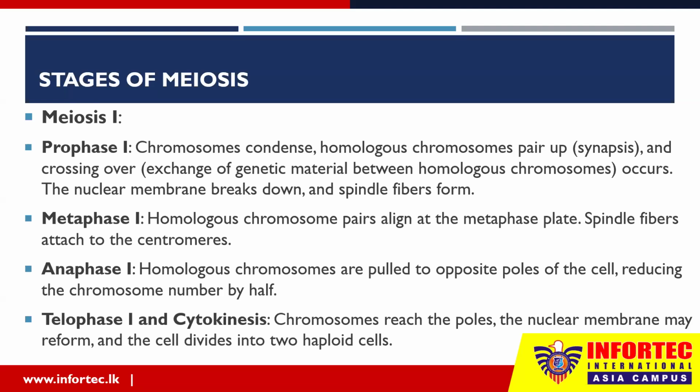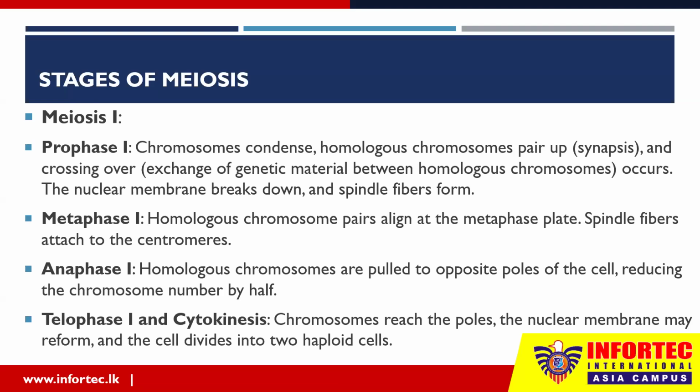In metaphase 1, what happens? These paired homologous chromosomes are aligned at the equator, exactly the same as in mitosis metaphase. In metaphase, these homologous chromosomes are getting aligned at the equator. In anaphase, the spindle fibers are getting shortened and these chromosomes are heading towards the different poles.